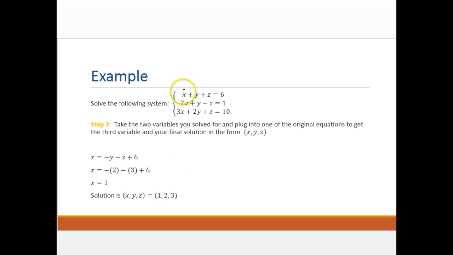And again, if we plug in 1, 2, 3 here, 1 plus 2 plus 3 is 6. 2 times 1 is 2, plus 2 is 4, minus 3 is 1. 3 times 1 is 3, plus 4 plus 3 is 10. These all work.